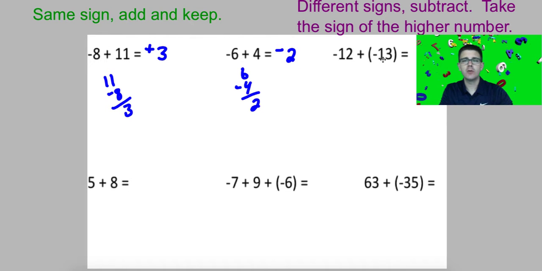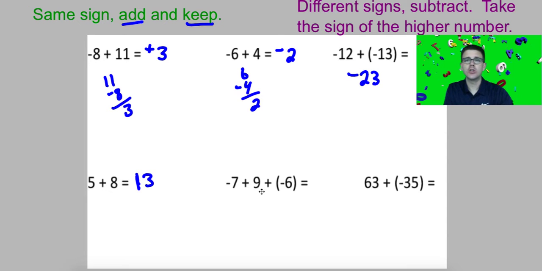Next one, a -12 plus a -13. These have the same signs. They're playing for the same team. So same signs, add them together, and keep the signs. So 12 plus 13 is 23. Since they're both negatives, it stays negative. We just have more negatives because we combined them together. So same thing down here. Same signs, 5 plus 8. So we've known this since 2nd or 3rd grade. 5 plus 8 is 13. We never thought about changing the sign because they were both positive, so we just combined them together and made them more positive.